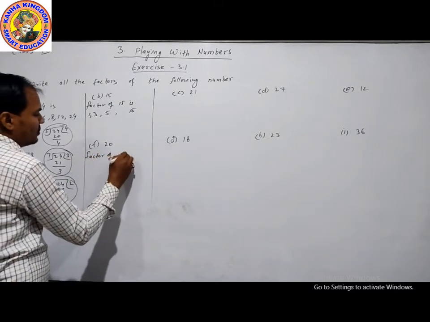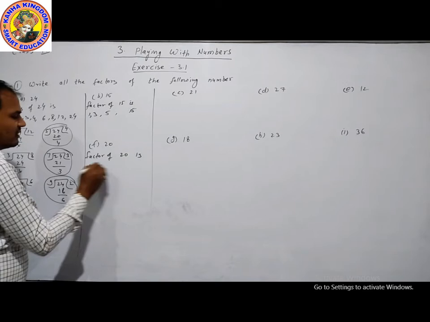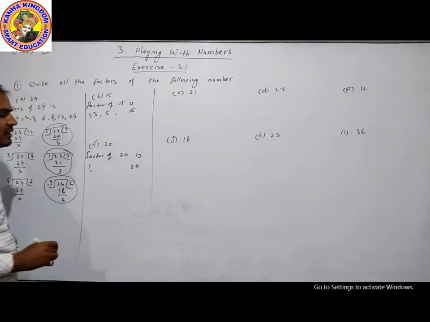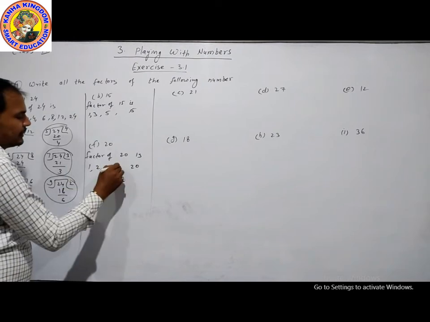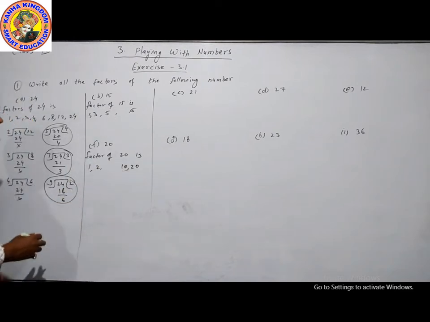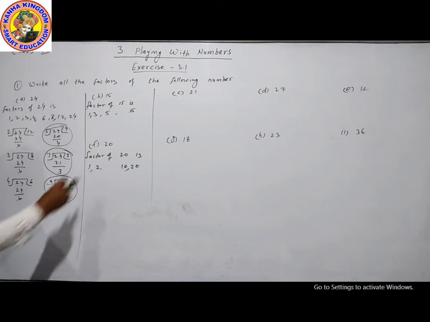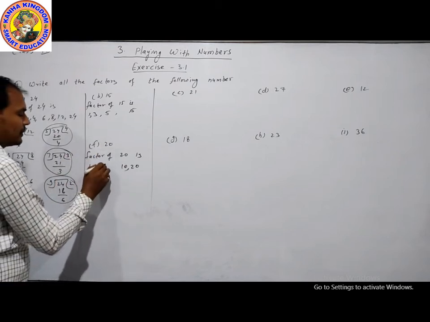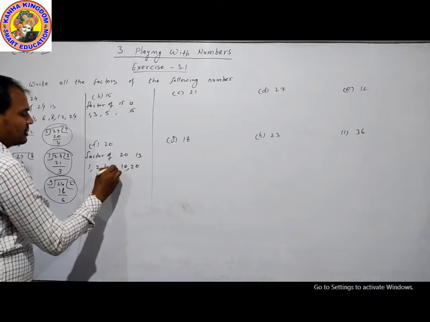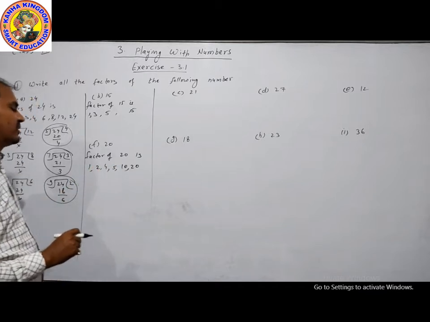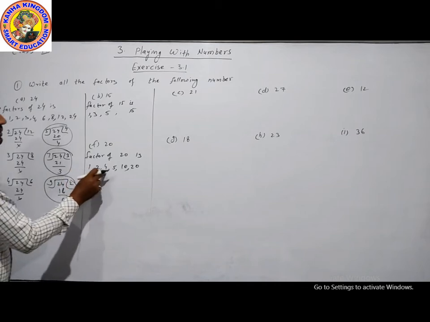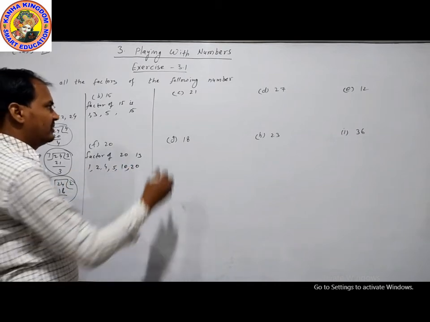Factors of 20: 1 and 20 are our basic factors. Now check. We can divide by 2, 10 times. So 2 and 10 are our factors. Dividing by 3 is not possible. Dividing by 4, this will be 5 times. So 4 and 5 are our factors. Now the factors are 1, 2, 4, 5, 10 and 20.